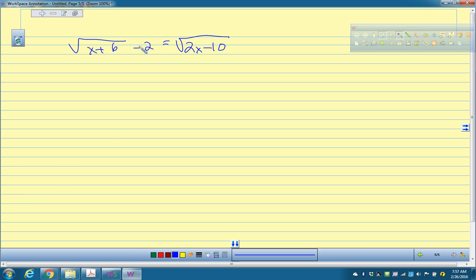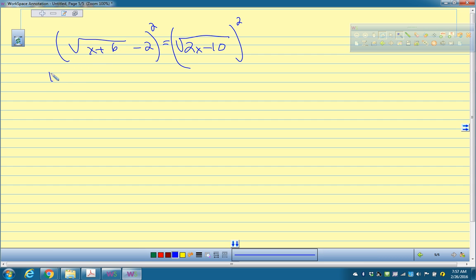Okay? You can't really get any square root all by itself, right? Because if I bring the 2 on the other side, it's not going to do me any good. So what I do when I'm doing this is I square both sides. Okay? If you see something like this, this is how you do it. Square both sides, and then this you have to FOIL.